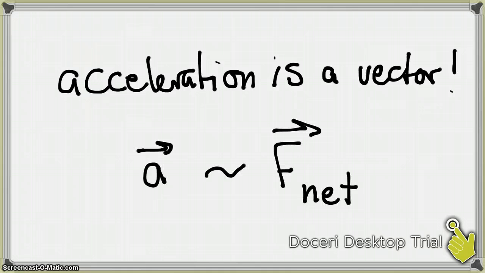What is the direction of the acceleration vector? Why, it is the direction of the net force, because acceleration is directly proportional to the net force. Whatever the direction of your net force is on an object, that is also going to be the direction of acceleration on the object.